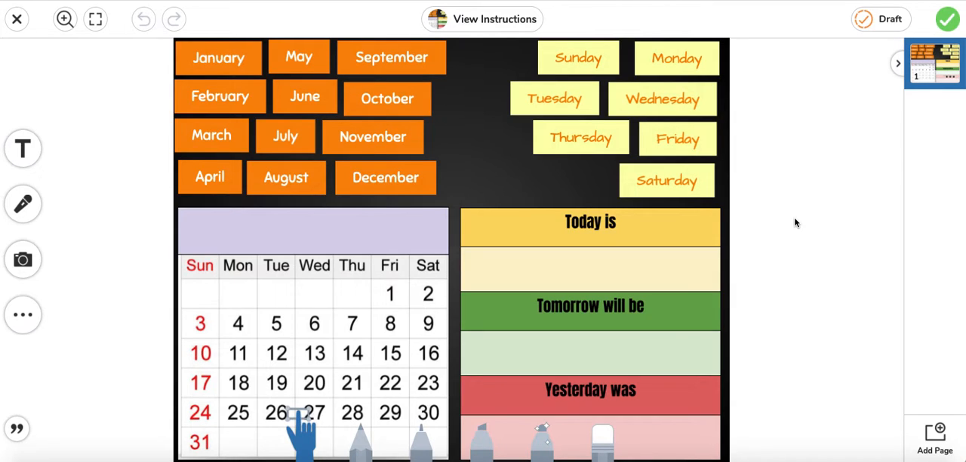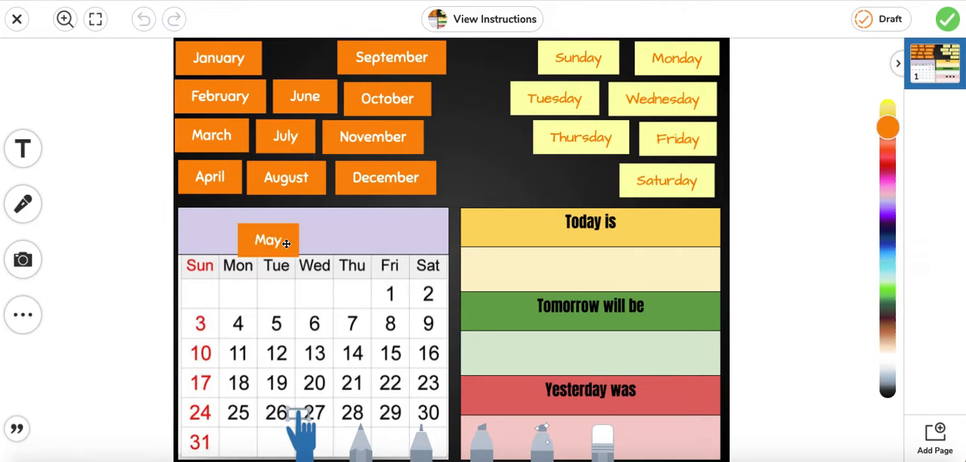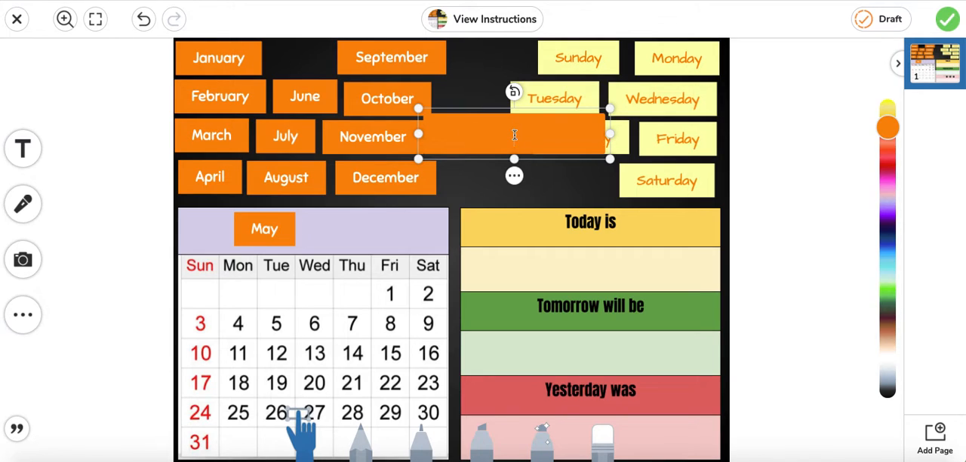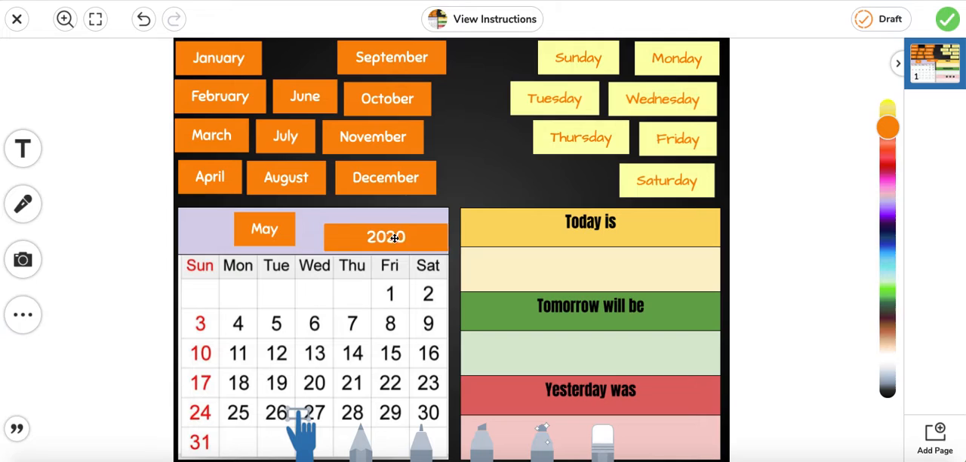Today is the 12th, May 12th. So we're going to go ahead and find May: January, February, March, April, May. We're going to drag it here. Our year is 2020. We're going to go ahead and put that here.